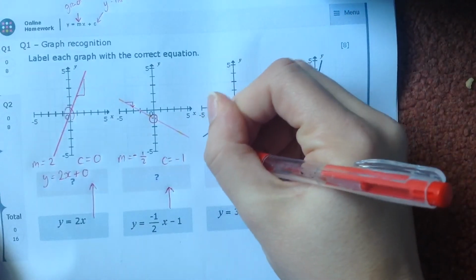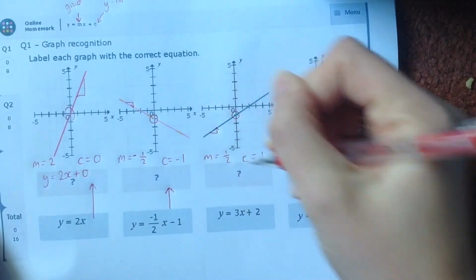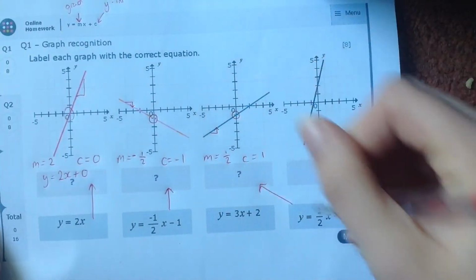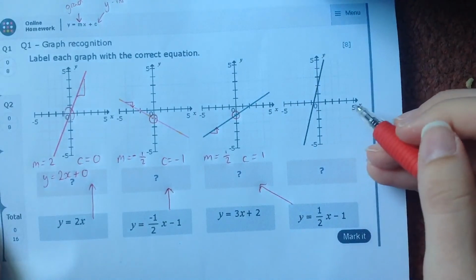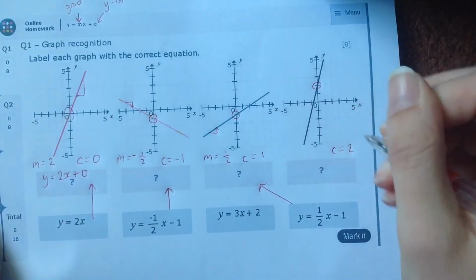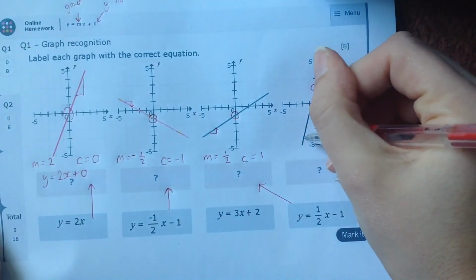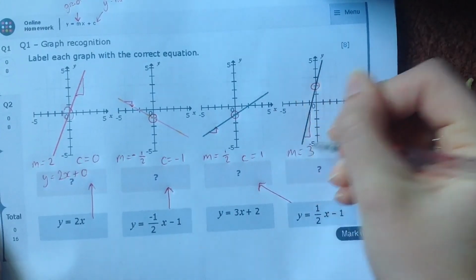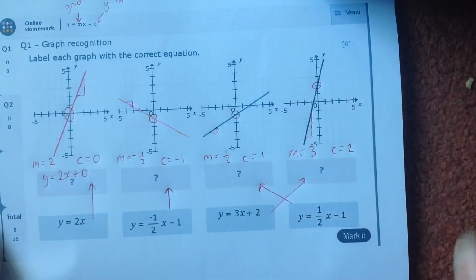So here, the gradient is again a half, but this time it's still a positive gradient. The graph is growing up. So this one must be here. And with this one here, the y-intercept is here. c is 2. And the gradient, when I go across 1, I go 1, 2, 3 up. So the gradient would be 3. So that one would be there.